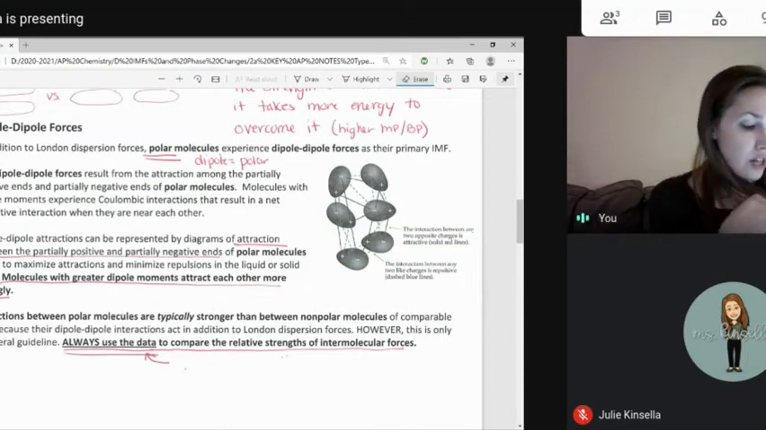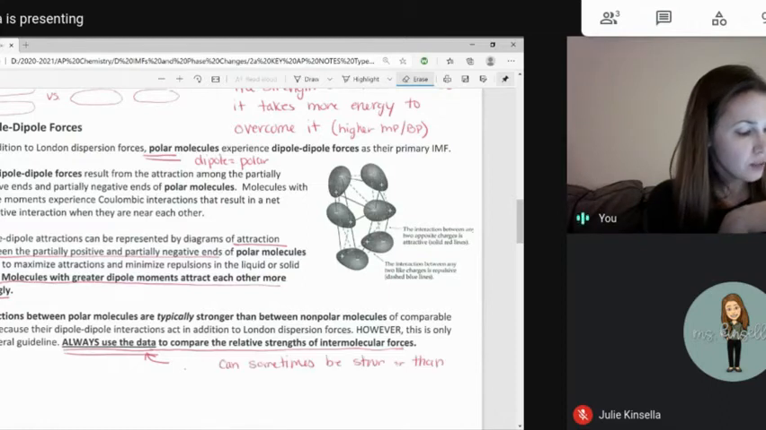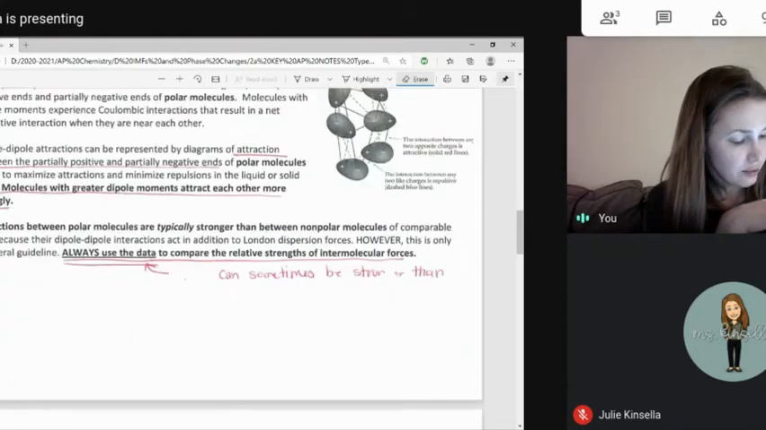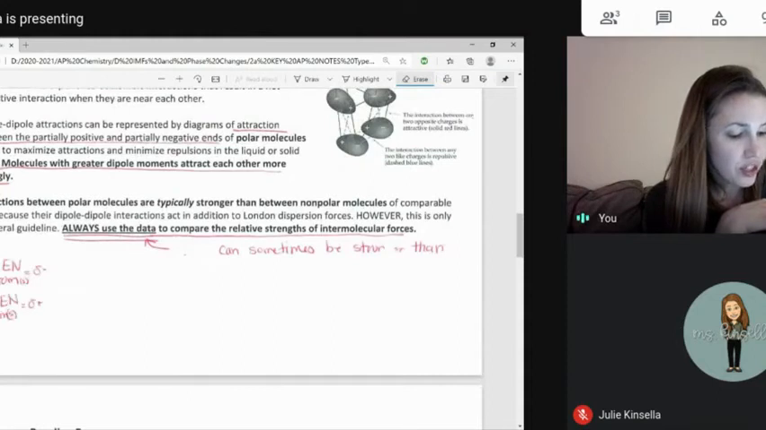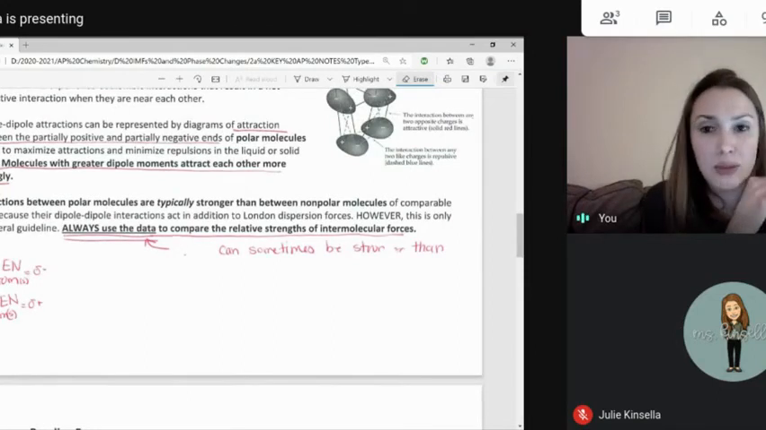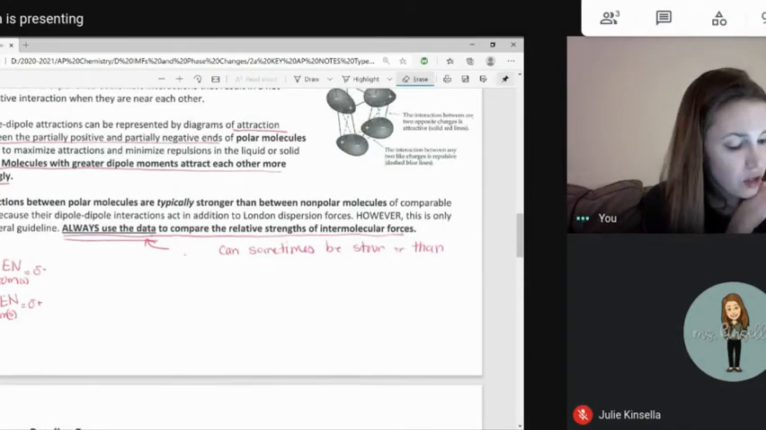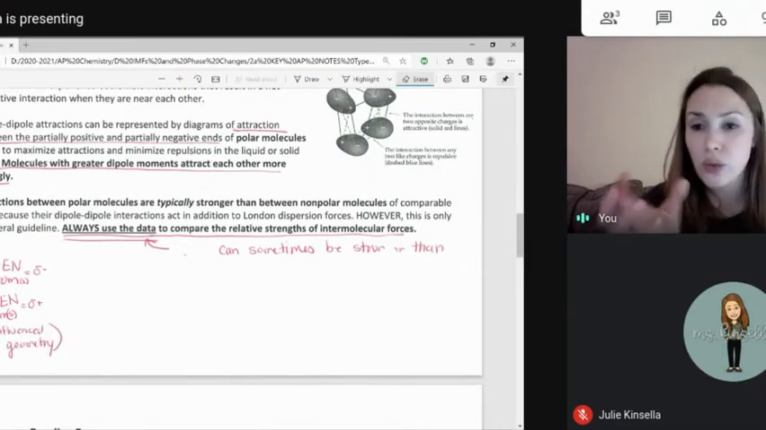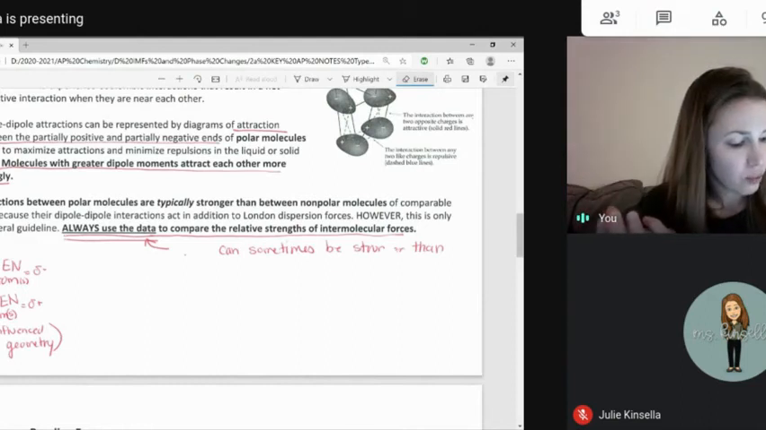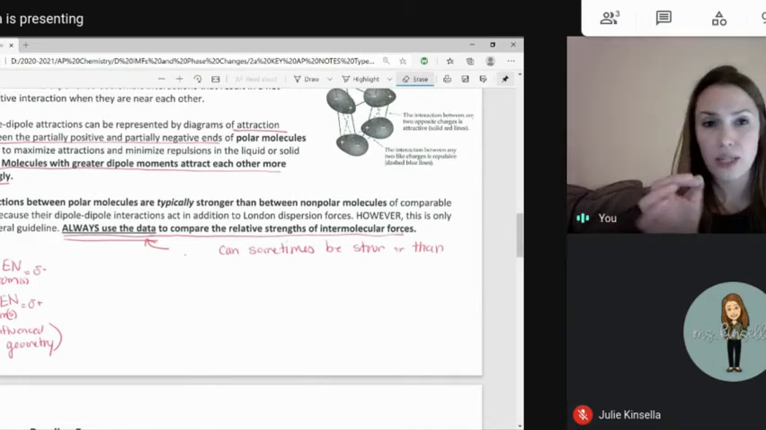So dipole-dipole attractions can be represented over here, kind of ignore that little part there. The higher electronegativity atoms, remember, are going to be that partial negative. The lower electronegativity atoms are going to be the partial positive. It's also influenced by the geometry of the molecule and where everything is. So just keep that in mind.